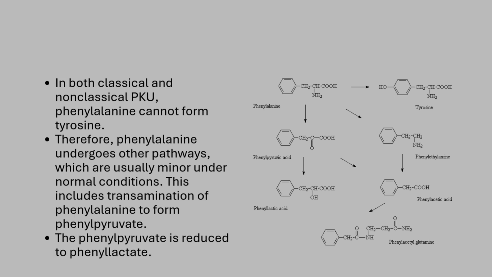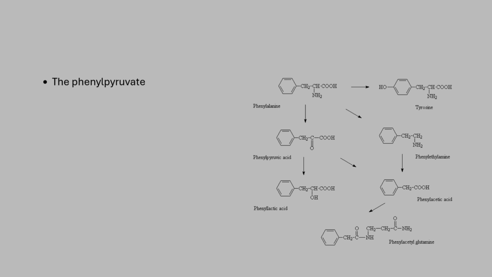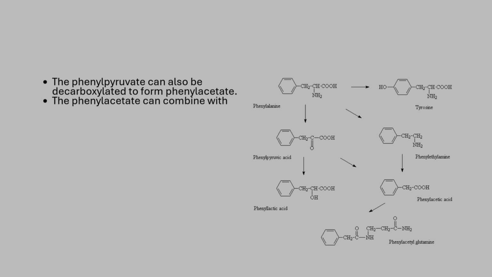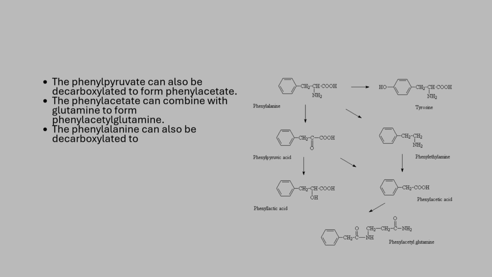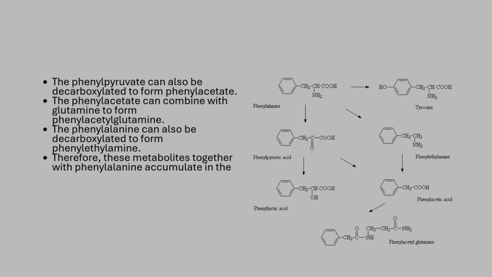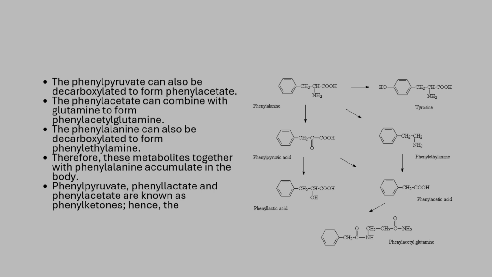This includes transamination of phenylalanine to form phenylpyruvate. The phenylpyruvate is reduced to phenyllactate. The phenylpyruvate can also be decarboxylated to form phenylacetate. The phenylacetate can combine with glutamine to form phenylacetylglutamine. The phenylalanine can also be decarboxylated to form phenylethylamine. Therefore, these metabolites together with phenylalanine accumulate in the body. Phenylpyruvate, phenyllactate and phenylacetate are known as phenylketones.